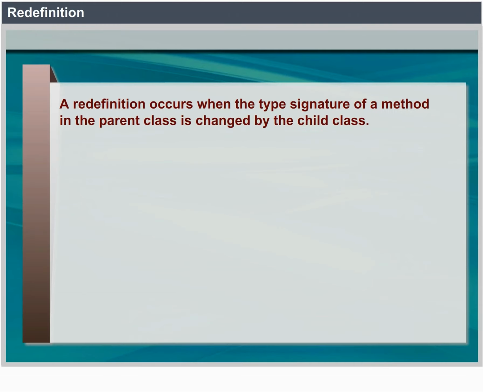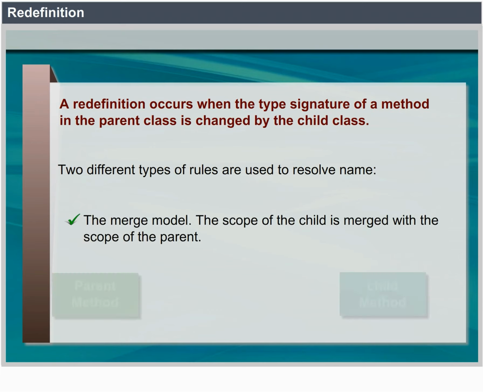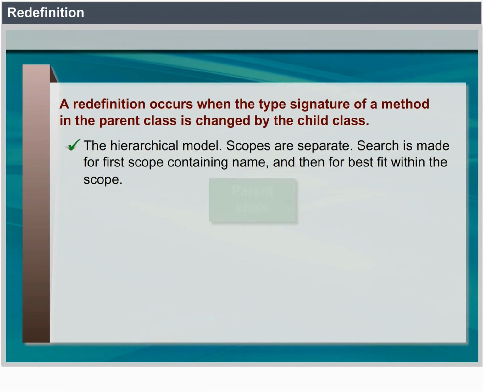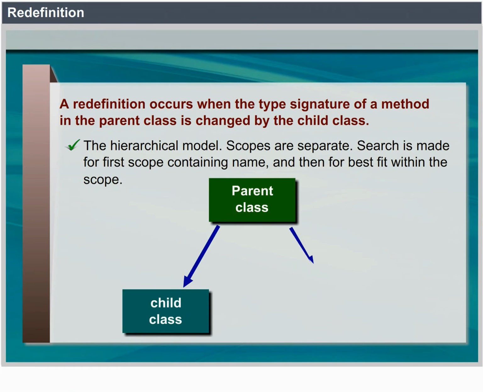Redefinition. A redefinition occurs when the type signature of a method in the parent class is changed by the child class. Two different types of rules are used to resolve names. The merge model. The scope of the child is merged with the scope of the parent. The hierarchical model. Scopes are separate. Search is made for the first scope containing the name and then for the best fit within the scope.